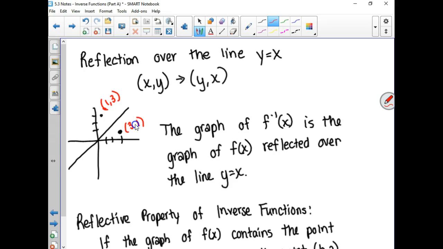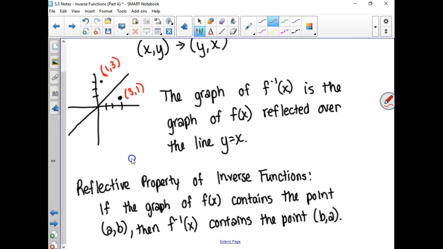That reflects something over the line y equals x. The graph of f inverse is the graph of f of x reflected over the line y equals x. So if we have a function, we can find its inverse by reflecting it over that line y equals x. So it also means if a graph contains the point A, B, then the inverse has the point B, A. Okay, so that is something that you will look for.